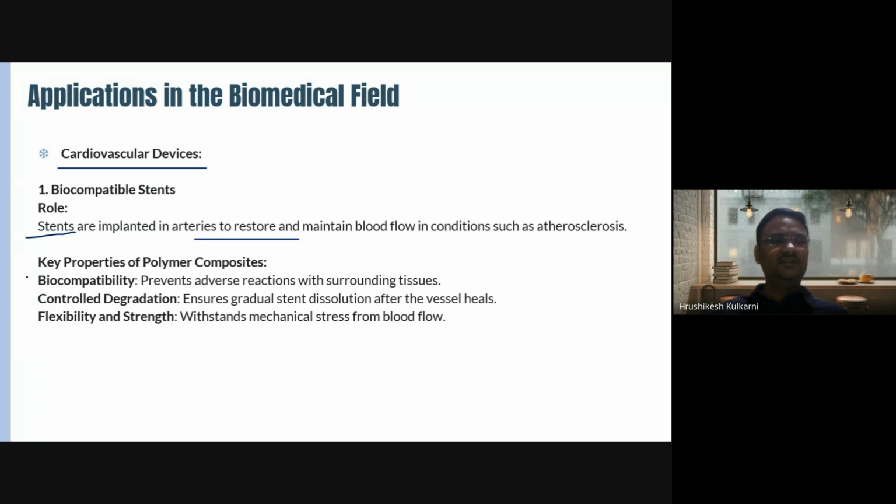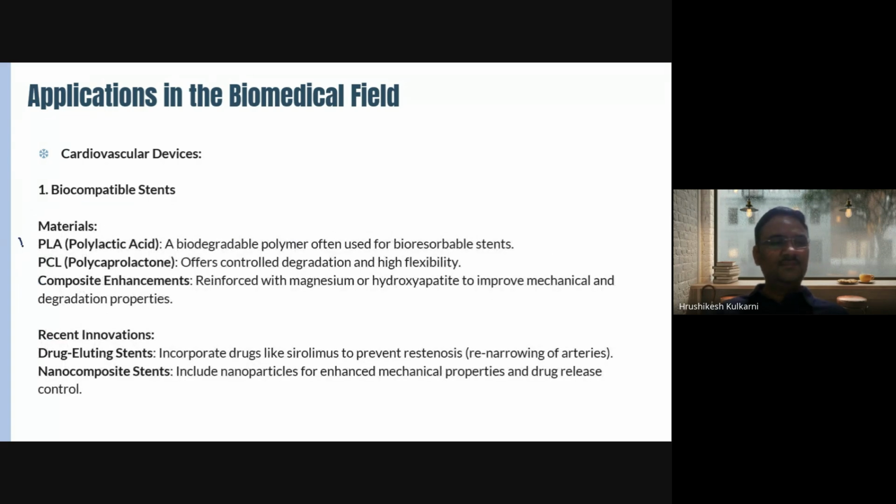Okay, so that is the nature, that is biocompatibility, controlled degradation, and flexibility and strength. So we manufacture these biocompatible stents. Then these stents can be manufactured with the help of PLA, PCL, and composite things. Okay. And recent innovation in this, that drug-eluting stents, means these can be used for the re-narrowing of the arteries. In future, what happens? So if your stent gets dissolved after 10-15 years, again your artery becomes narrow and chances of heart attack are more. But if you use these kinds of biocompatible stent, the chances of this are very less.